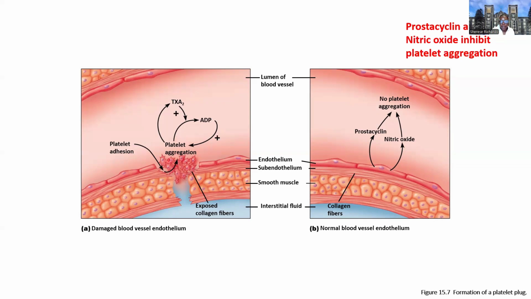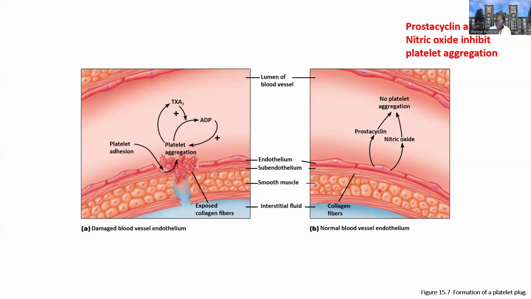Now we have platelet aggregation, and that secretes two factors. It secretes thromboxane A2 as well as ADP, and those two factors encourage more platelets to bind in a positive feedback loop. We also have things like serotonin and epinephrine being secreted that cause vasoconstriction of the vessel. All right, so this is what is happening at the site of the injury.